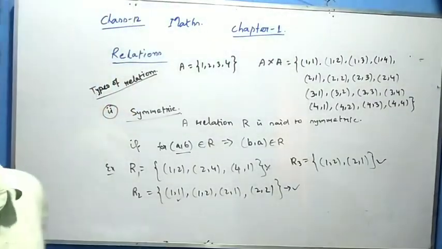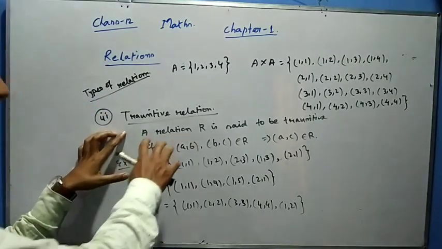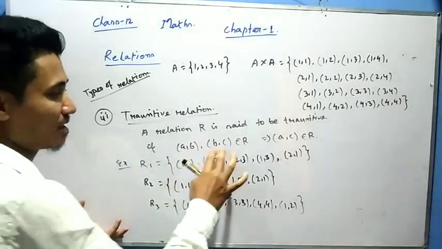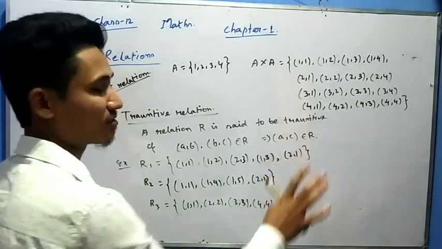Okay, so let us see the next type of relation. Number 3 type of relation is the transitive relation. A relation R is said to be transitive if (A, B) and (B, C) belong to R, then it implies that (A, C) belongs to R. Then it is said to be transitive.